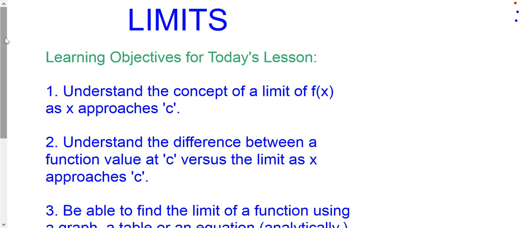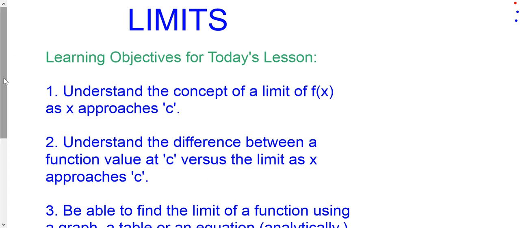now we're going to take a look at some definitions and examples to understand how we find the limit of a function as x approaches a finite value. And in a future lesson, we're also going to take a look at limits as x approaches infinity.